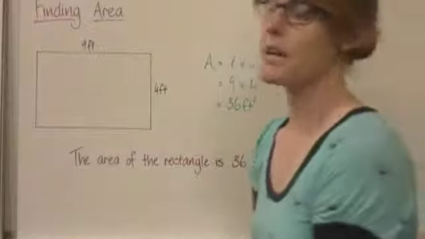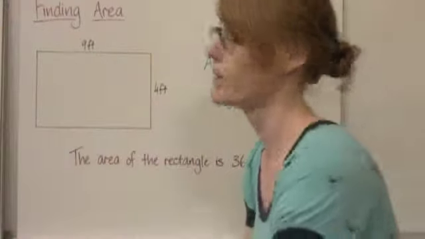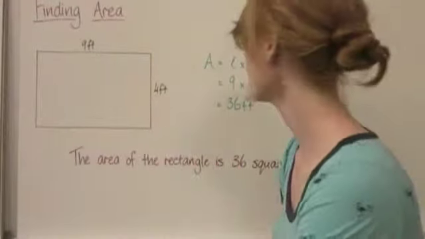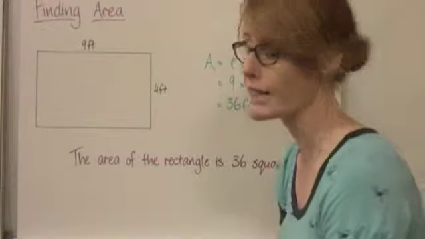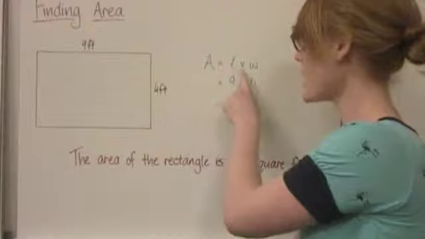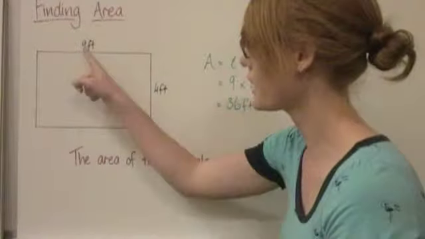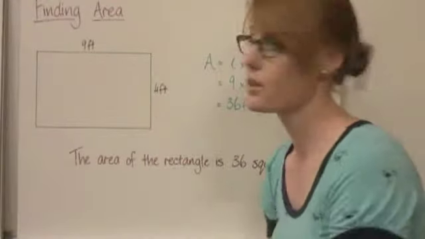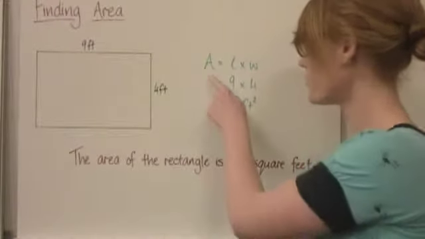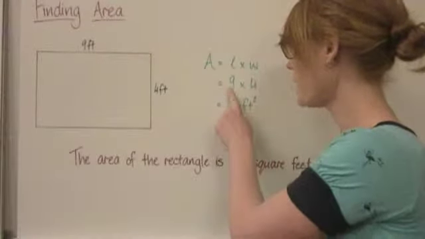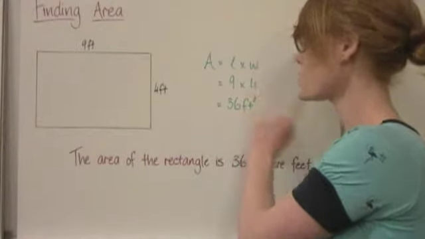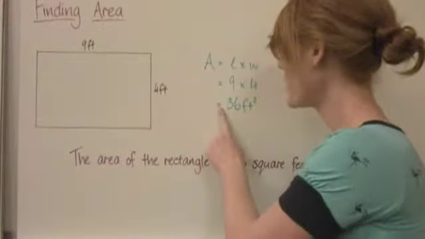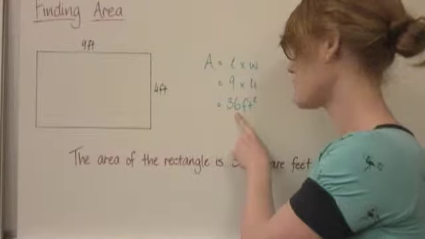So again, using the same rectangle, we have a measurement of 9 feet long by 4 feet wide, and the formula that we use to find the area of a rectangle is area equals length times width. We are multiplying the length by the width of the rectangle. So following this formula, I have the length is 9 and the width is 4. So area equals 9 times 4. And I find out that 9 times 4 is 36.